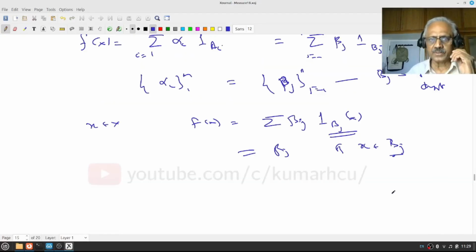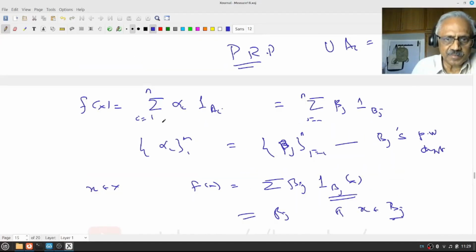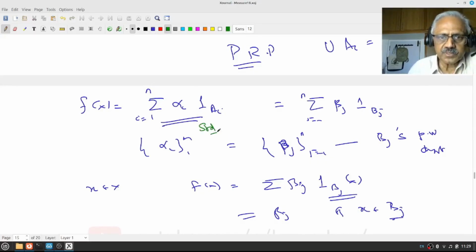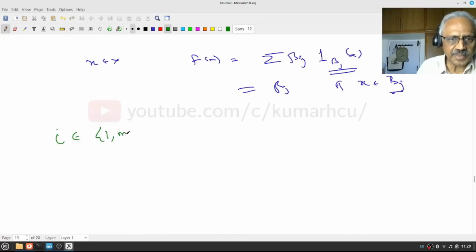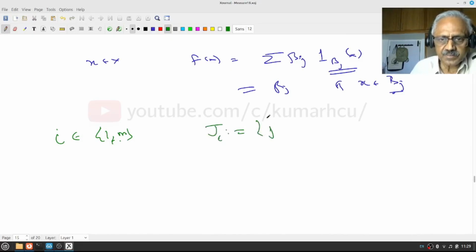Therefore, what I can do is, say this is a standard representation. So it makes sense to collect my β_j's to be the α_i's in some order. You understand that? Therefore, for each i between 1 and m, let us put J_i equal to the set of j so that β_j equal to α_i.